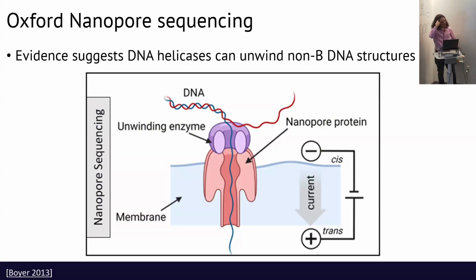So what is our hypothesis? What is the biochemical justification for what we're doing? We thought that if a non-B structure is forming upstream of the pore, then it's going to hit the helicase, and the helicase can unwind non-B structures. This is work from Boyer in 2013 that provides evidence that helicases can unwind non-B DNA, but maybe it unwinds it slower or maybe faster. Maybe it's better at unwinding B DNA than it is G quadruplexes, for instance.